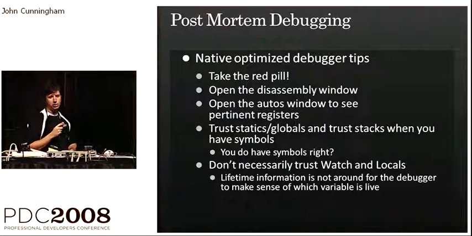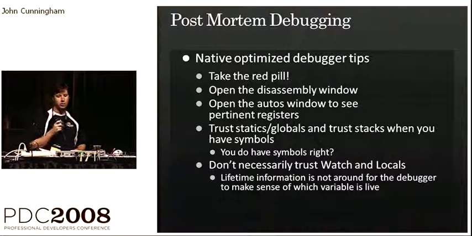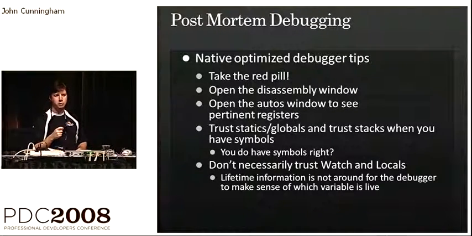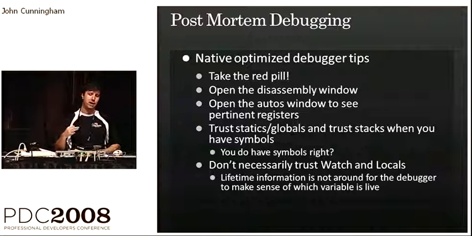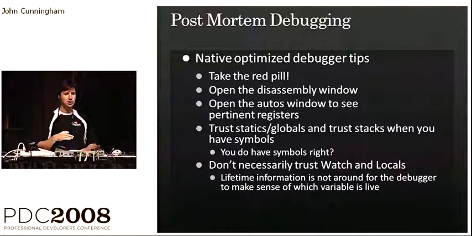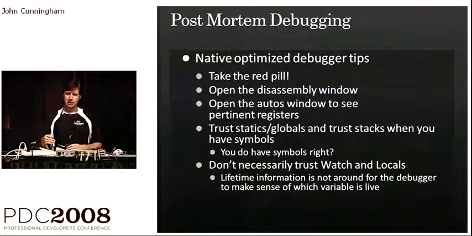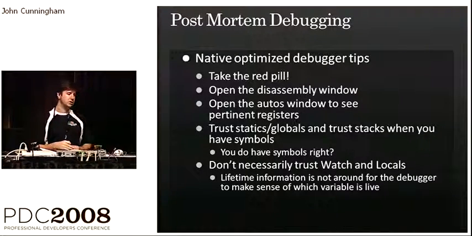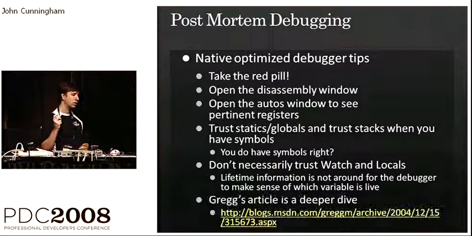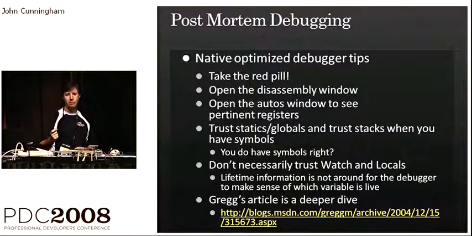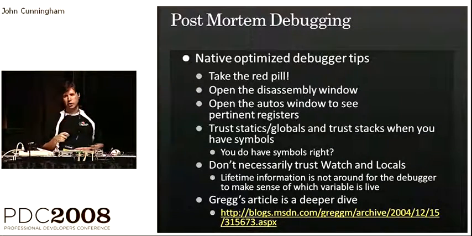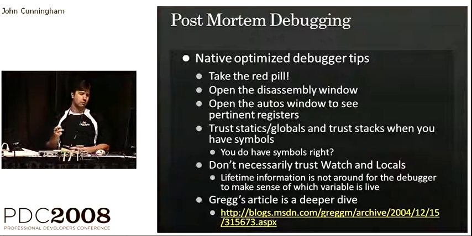Don't necessarily trust the watch and the locals. These are the places where the most code optimization has been going on. The compiler has been hoisting variables, taking them out of scope, changing their lifetime, and the debug information isn't rich enough for us to make an educated guess about what that particular variable is. An article by one of our team members, Greg Miskelly, is a lot deeper dive on optimized debugging.